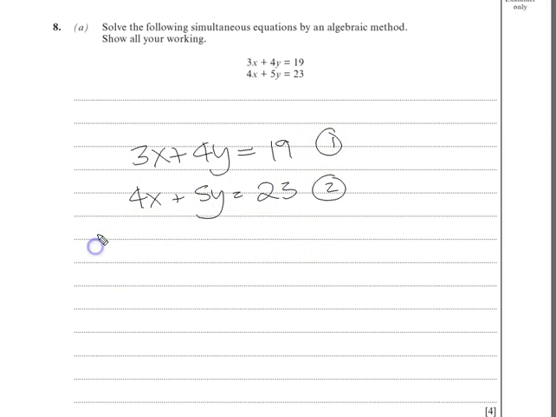So equation 1, what did we say? We want to multiply that by 4 all the way through. So 4 of these is 12x. 4 of these will be 16 lots of y. 4 19s, 4 20s are 80, 4 1s are 4, so 80 less 4 is 76. The other way to look at that is 4 10s are 40, 4 9s are 36, 40 and 36 is 76. So you've got to be careful there.